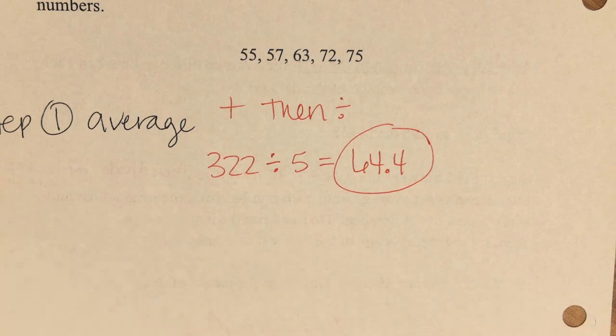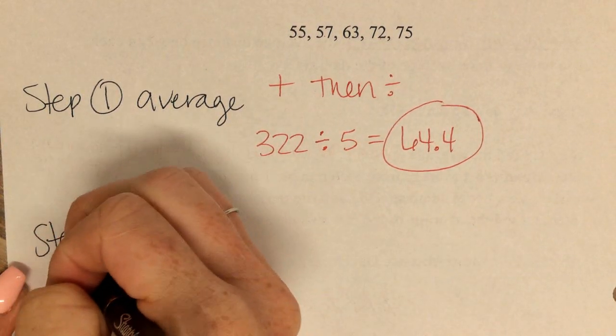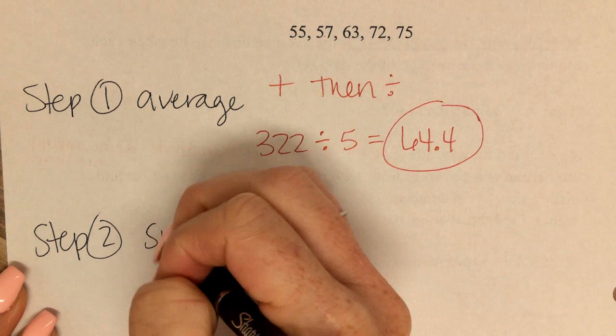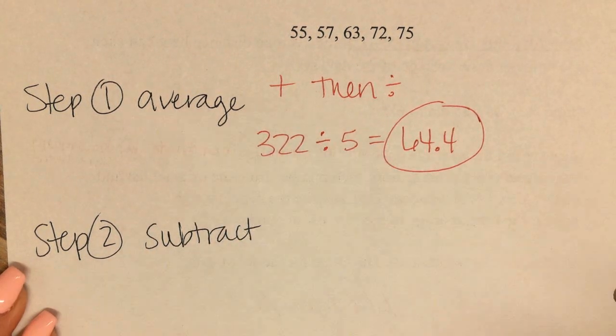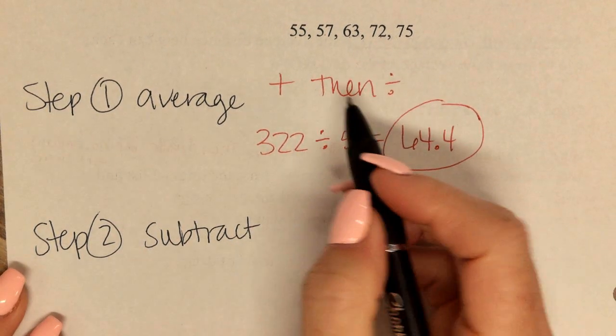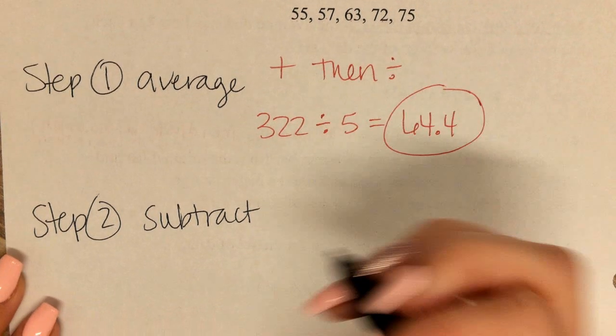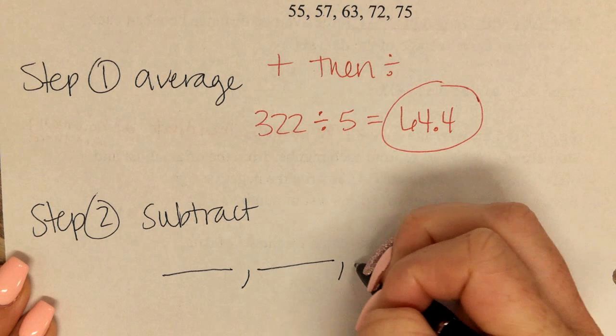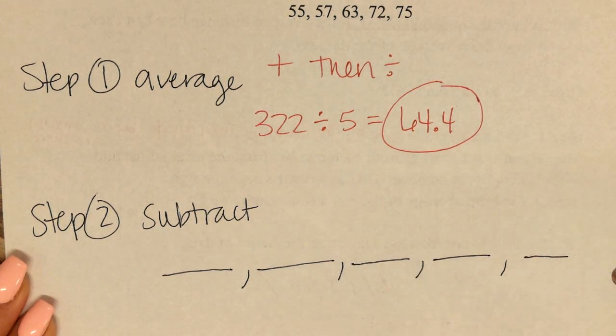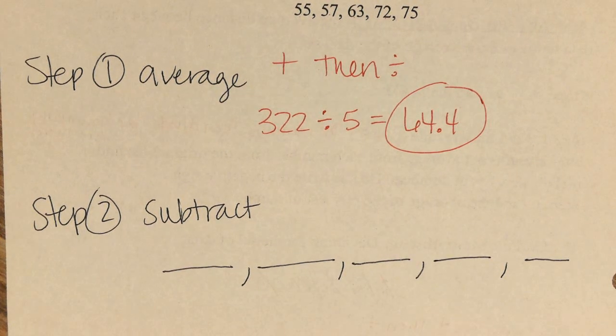Are y'all with me? Step 2, what do? You subtract to make a new list of numbers. Now stop and listen to me. How many numbers were here? 5. All right, so you are going to put 5 spaces. That's going to help you get organized because I need 5 new numbers.